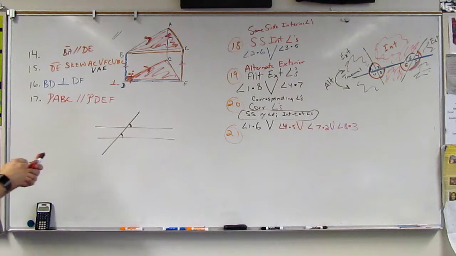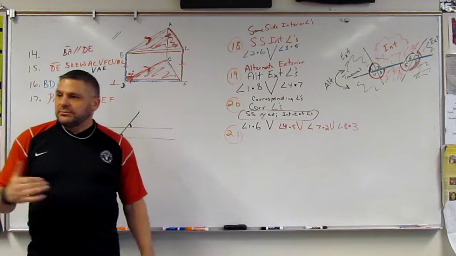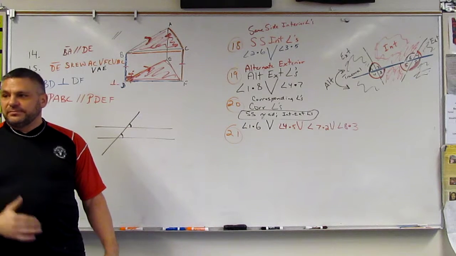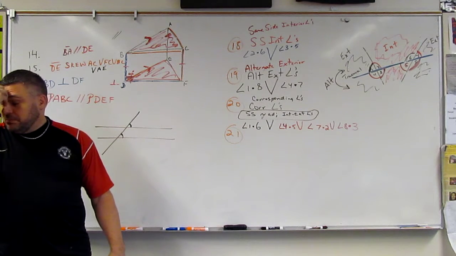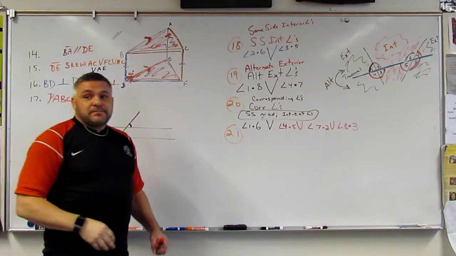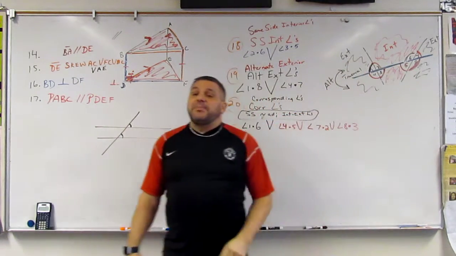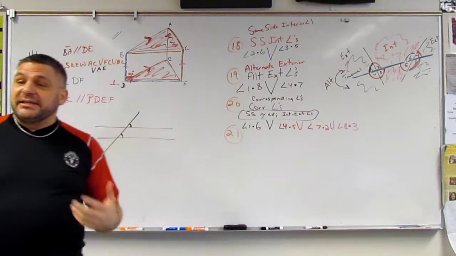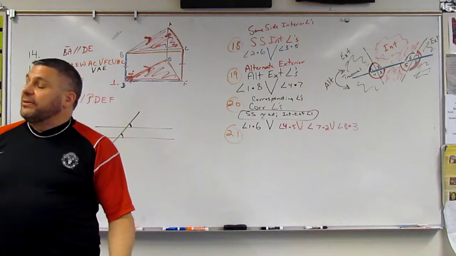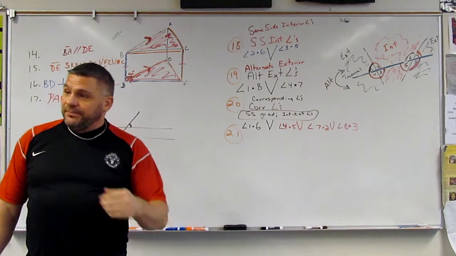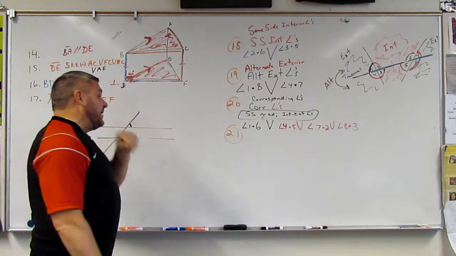Okay. So those are corresponding. And it doesn't really mean anything when they're not parallel. But when they're parallel, we're going to see that some of them become congruent. Some of them become what we call supplementary. Okay? All right. 21.